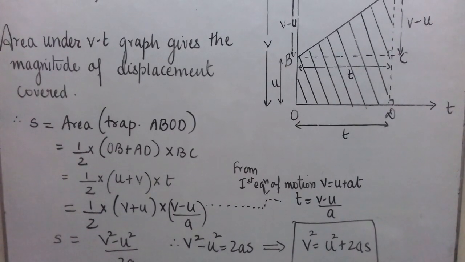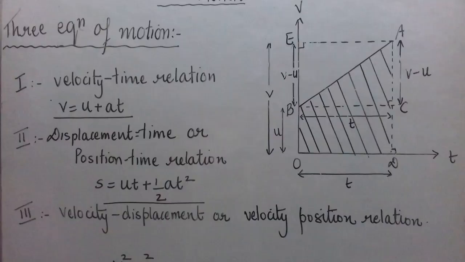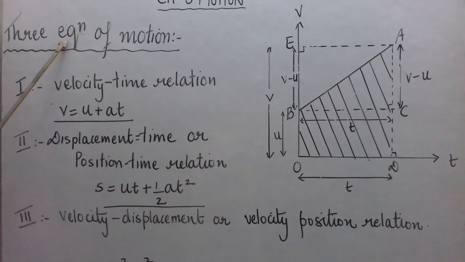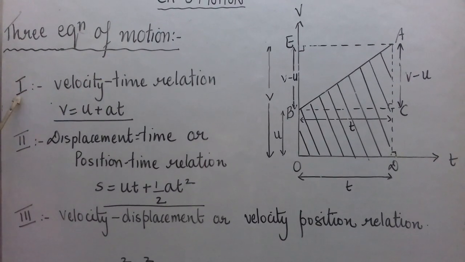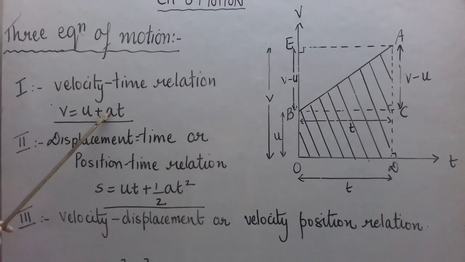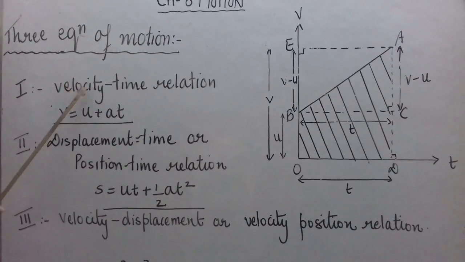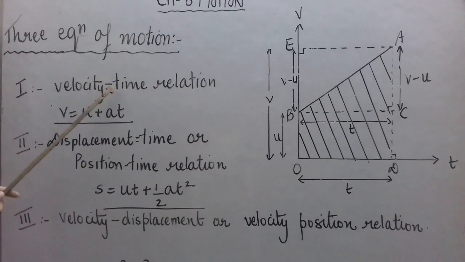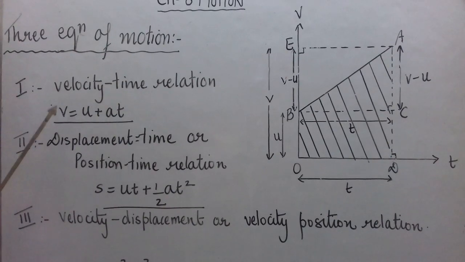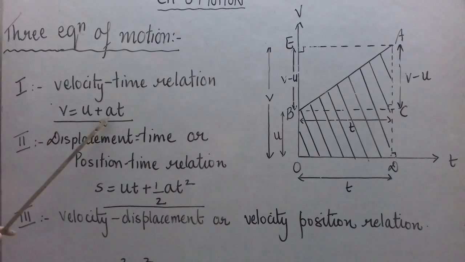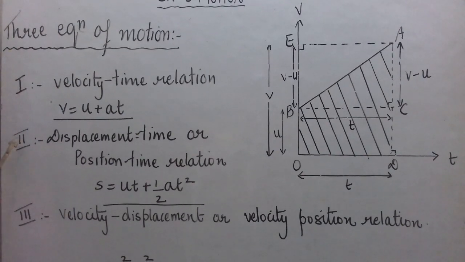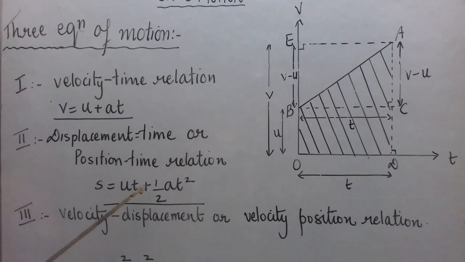Hope, students, you have understood the three equations of motion and how to derive them. Now students, let us summarize here. The three equations of motion are: first is v is u plus at. It is also called the velocity-time relation. It means if you are asked to derive the velocity-time relation, you should know that it is the derivation of the first equation of motion.